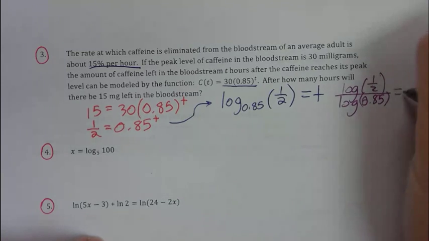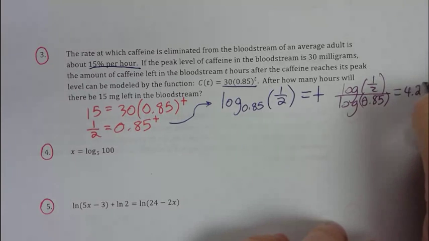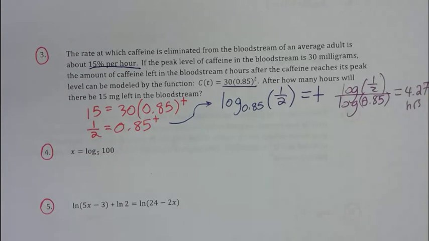And so in our calculator, if you do the log of 1/2 divided by the log of 0.85, you get an answer of 4.27. And that is hours. So it would take about 4.27 hours to get your 30 milligrams of caffeine down to only 15 milligrams. And you could expand that to asking how many milligrams of caffeine are in 1 cup of coffee? Think about how long it takes caffeine to exit your system. I don't actually know the answer to that, so that'd be something to keep in mind, I guess.